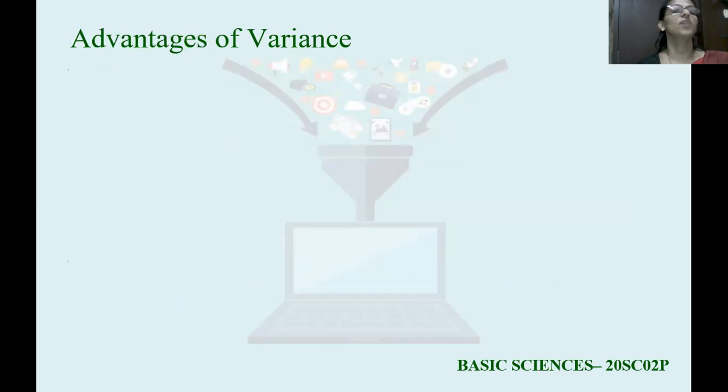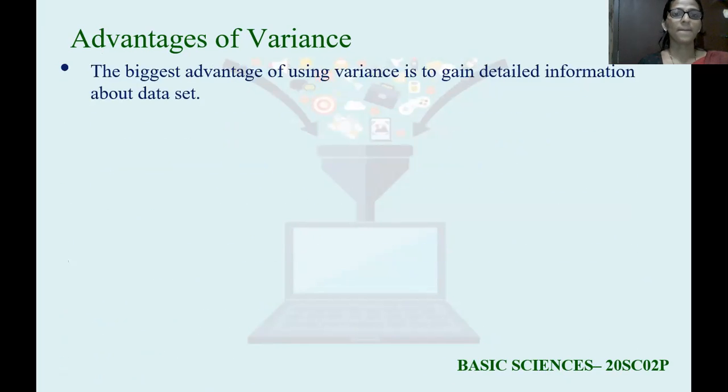Advantages of variance. The biggest advantage of using variance is to gain detailed information about the data set. Now, when calculating range we consider only the maximum value and the minimum value. But while calculating variance, we consider the whole data set. Hence, it gives you complete information about the whole data set.